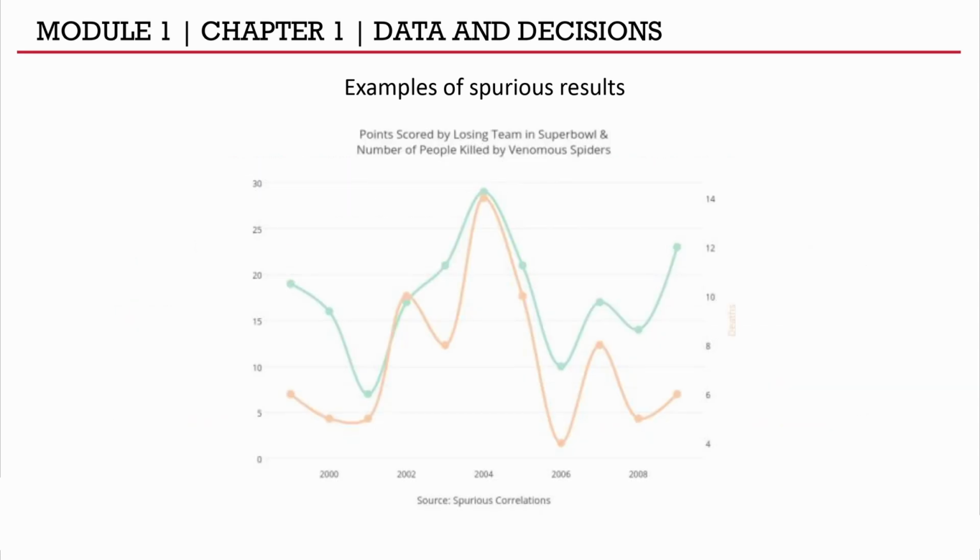Another silly example is looking at the points scored by losing teams in the Super Bowl over the years and comparing it to the number of people killed by venomous spiders. Again, the pattern seems to track. When one goes up, the other one goes up. When one goes down, the other one goes down. But these are not causing one another. If a team in the Super Bowl loses by a lot of points, it doesn't mean more people are going to die by venomous spiders.